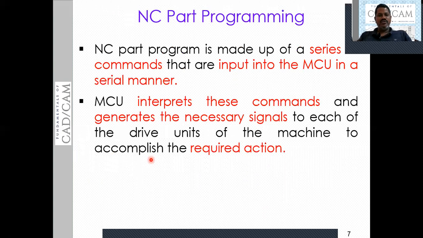Then let me move further to discuss the NC part programming. NC part programming is made up of a series of commands. Basically, NC part programming is nothing but a series of commands. Those commands will be given as input to the machine control unit of the CNC machine in a serial manner, meaning after executing one command, the other needs to be executed. In the serial or sequential manner, we instruct the machine to perform the task in an order. That is called part programming.